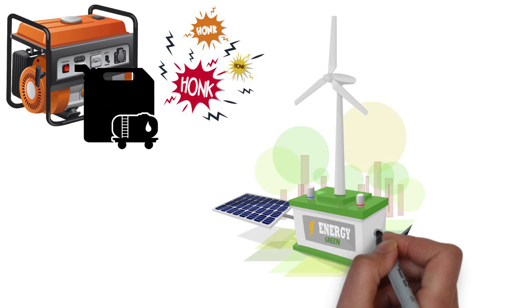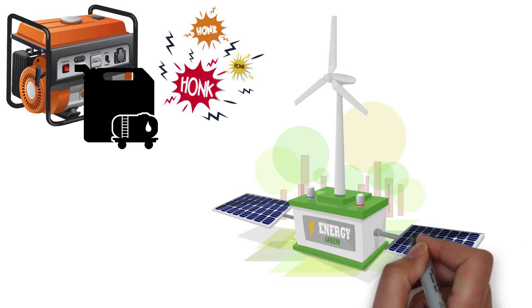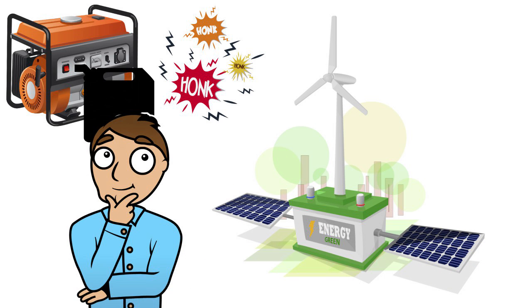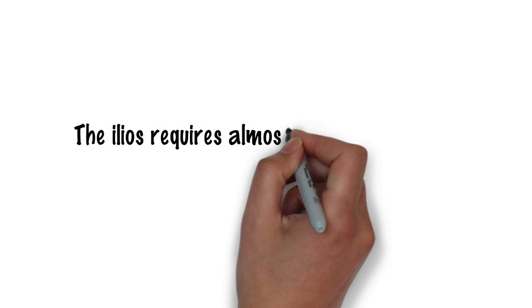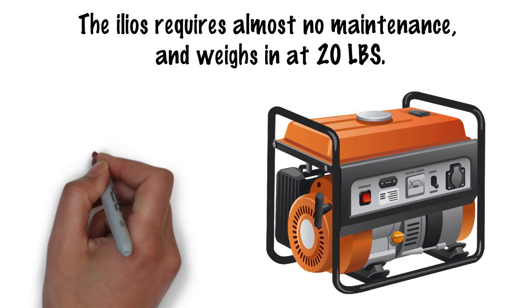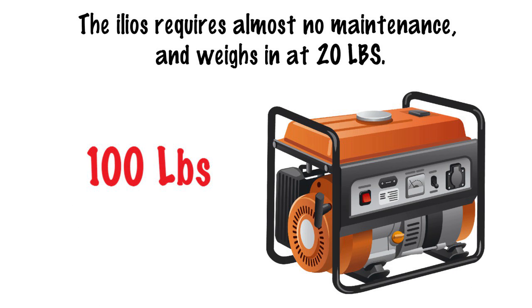Most solar backup generators on the market use outdated battery technology that requires regular maintenance and weighs so much that it's unreasonable to even call them portable. The Ilios requires almost no maintenance and weighs in at 20 pounds. Leading competitors weigh in at over 100 pounds for equivalent performance.